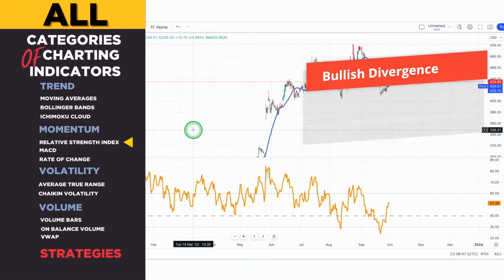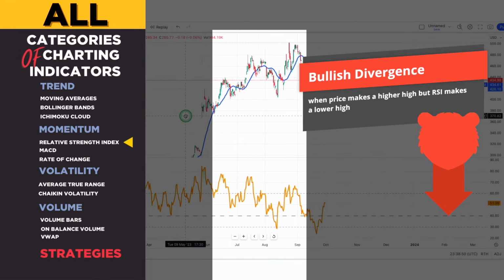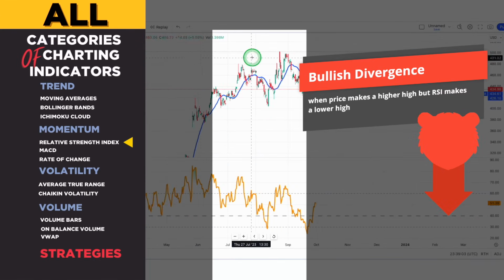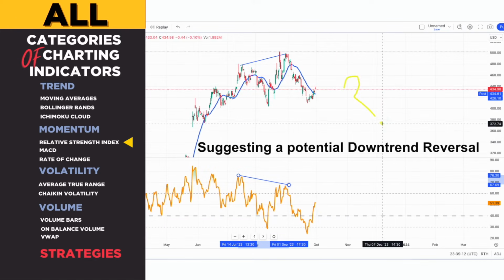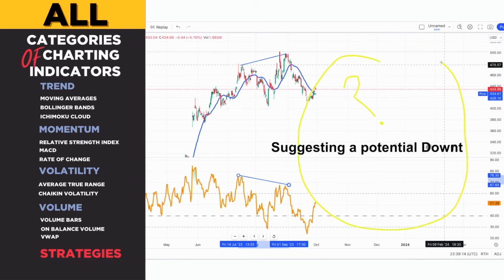Now a bearish divergence, on the other hand, happens when the price is making a higher high, but the indicator is making a lower high, so the RSI is making lower peaks, opposite direction. So that's indicating a potential downtrend reversal. So of course, confirm with other indicators like volume and trend lines.